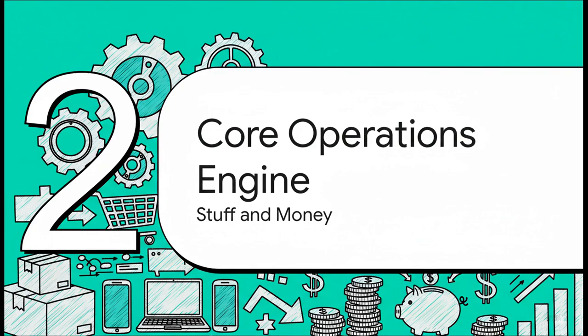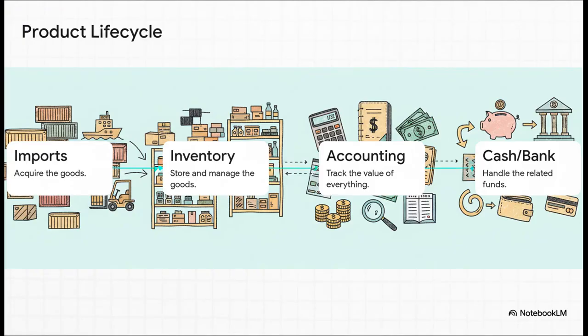Now it's time to move into the heart of the business, what I like to call the engine room. This part is all about managing two really key things: your stuff, the products you sell, and your money, the cash that flows in and out. And this just lays out a perfect logical flow. I mean, think about it. First, you got to get the product, right? That's your imports. Then, well, you need to know what you have and where it is.